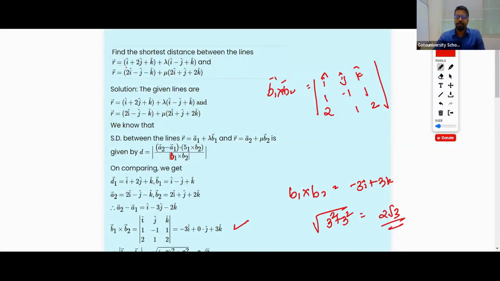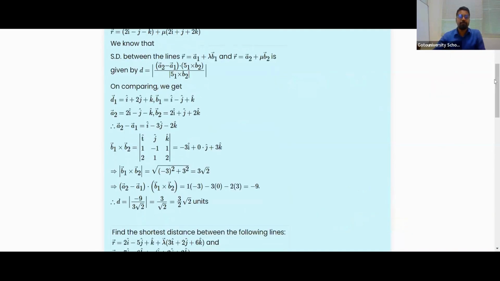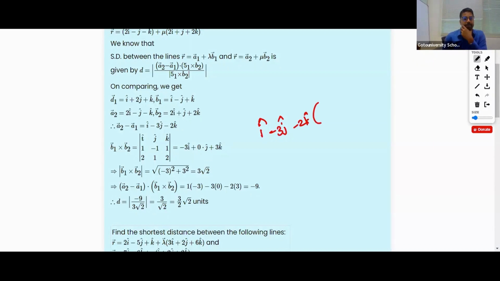Well, this is clear, the denominator part is clear. Where is the numerator part now? The numerator part is a2 minus a1, in that order only. So a2 minus a1, if you subtract, what we get is i minus 3j minus 2k. This entire thing is multiplied by our b1 cross b2, which is minus 3i plus 3k.